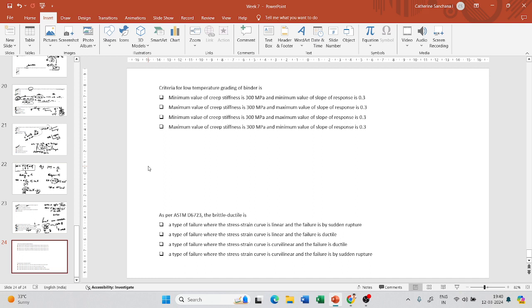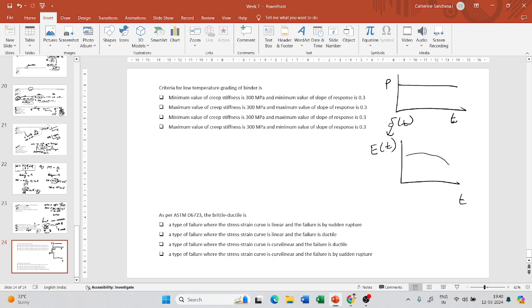Criteria for low temperature grading of binder is what? Okay, so what did we say? For a bending beam rheometer, we subject it to a constant load with time and measure the deflection delta of t. From delta of t we will get E of t and plot it as a function of time. Now you will measure this deflection at certain time intervals, and you will take the value corresponding to 60 seconds.